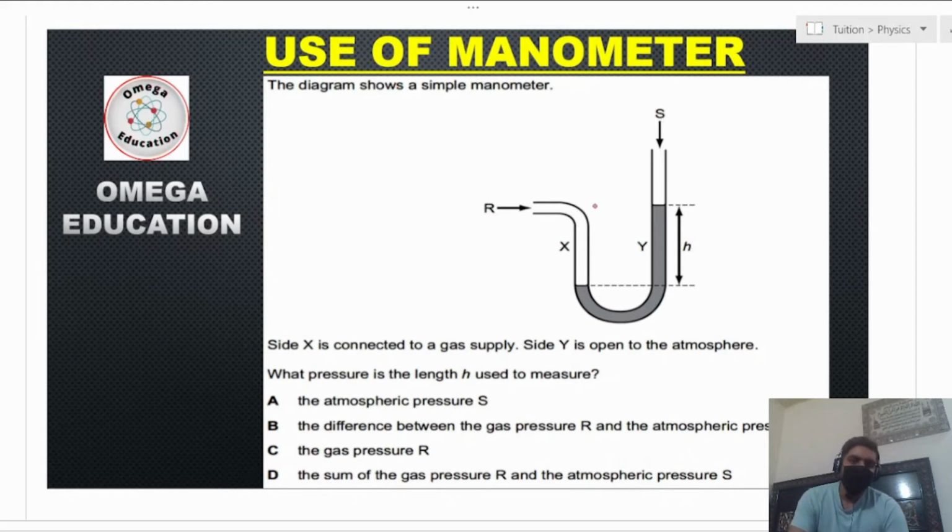So first of all, uses of manometer. All right, this topic has now been removed. We used to study that in the chapter of pressure.